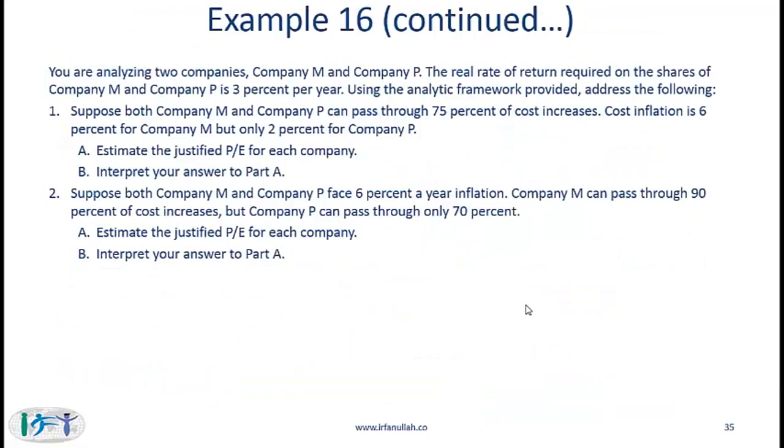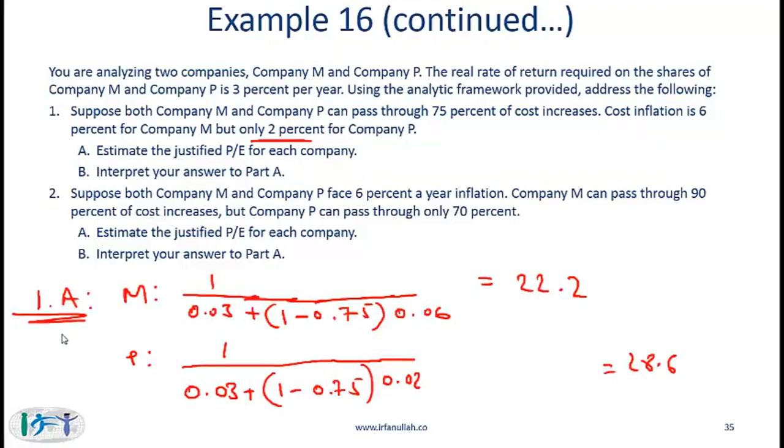All right, now let's continue with the same example. I want to see whether you actually remember the formula we just talked about, and you compare these two companies, M and P. So let's look at part 1, A and B. If you calculate the justified PE for M, just plug in the numbers, you get 22.2.